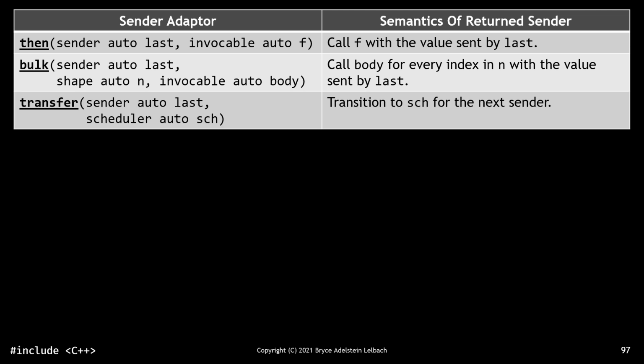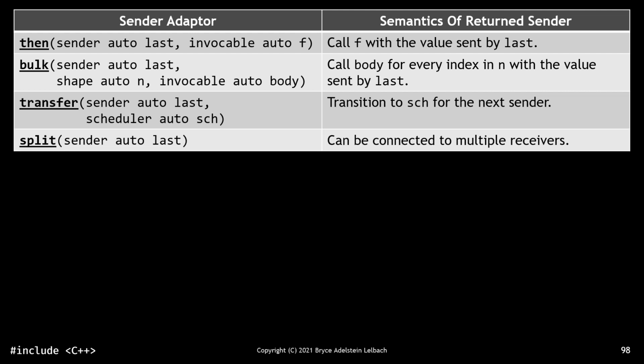Transfer changes the scheduler that will be used for the next sender. It doesn't change the scheduler for the prior sender. Some senders can only be connected to a single receiver, for example, because they move any values or error they send instead of copying them. We call these one-shot senders. Senders that can be connected multiple times are called multi-shot senders. Split takes any type of sender and returns a multi-shot sender that passes along the signal from the original sender. Split senders represent forks in a sender task graph.